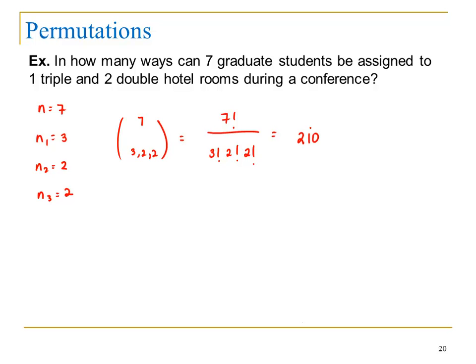Okay? So again, we are looking at the total number of units and want to put them into cells. These are the possible combinations or options, 210. Any questions? Okay.